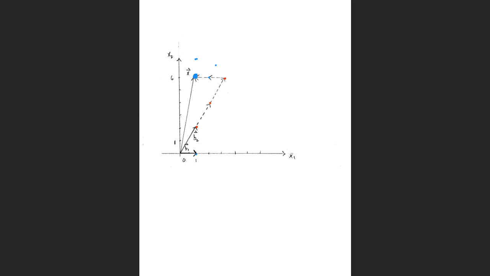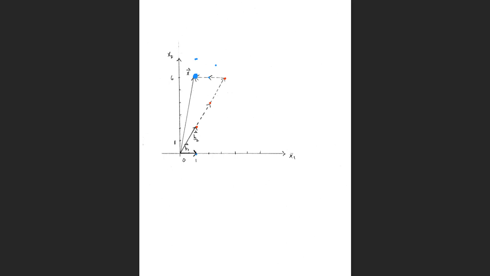But if our basis consists of vectors B1 and B2, then to reach the point, the vector x at 1, 6, you have to move 3 B2 units and then -2 B1 units to reach the vector x. That's what they're getting at here.